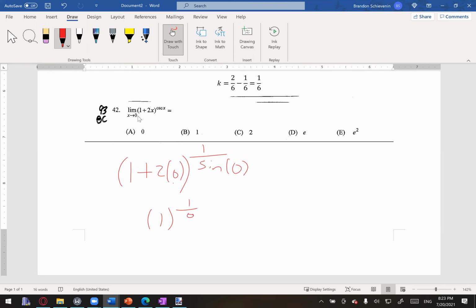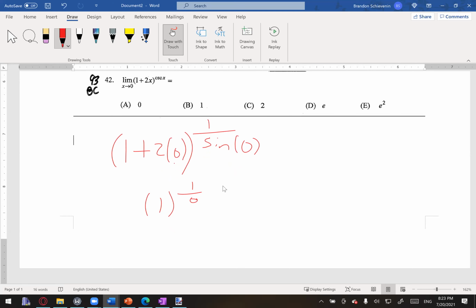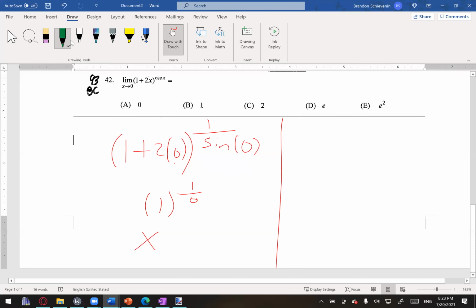That doesn't give anything. If I'm approaching this from the right, then this would become positive infinity, which would go to 1. So I'm going to check both my one-sided limits for this one then. So checking my one-sided limits, I'll change colors to green.